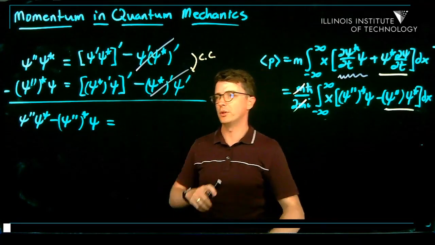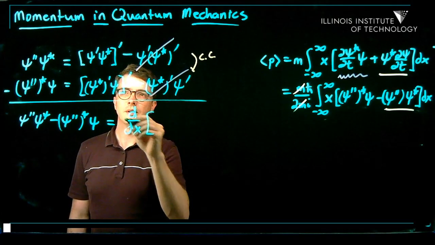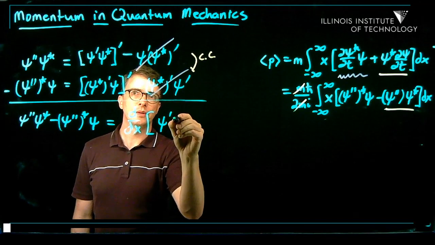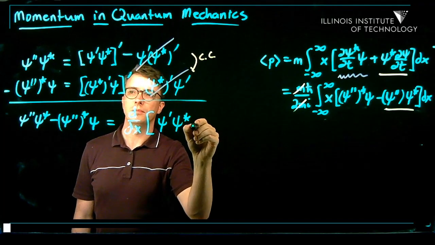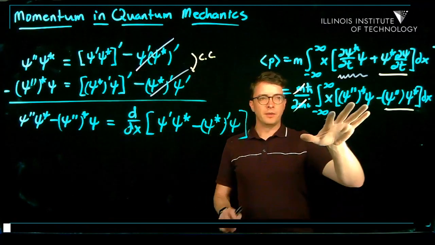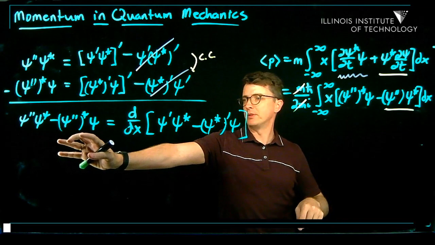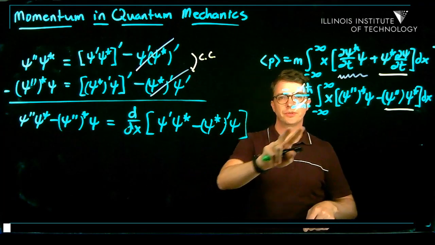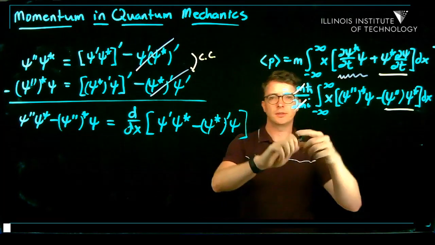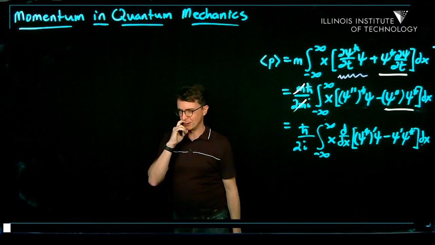And I'm left with the total derivatives, d by dx of psi prime, psi star, minus psi star prime. What shows up in these brackets is exactly this, but in the opposite order with a minus sign. So let me use this and plug it into here to simplify our expression. We are getting there slowly but surely.